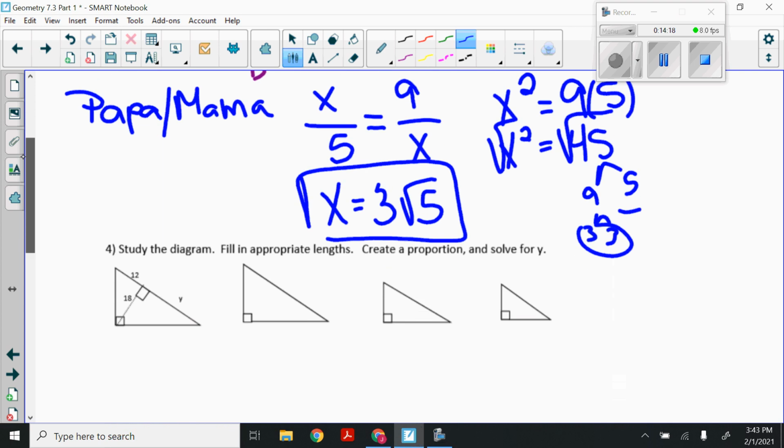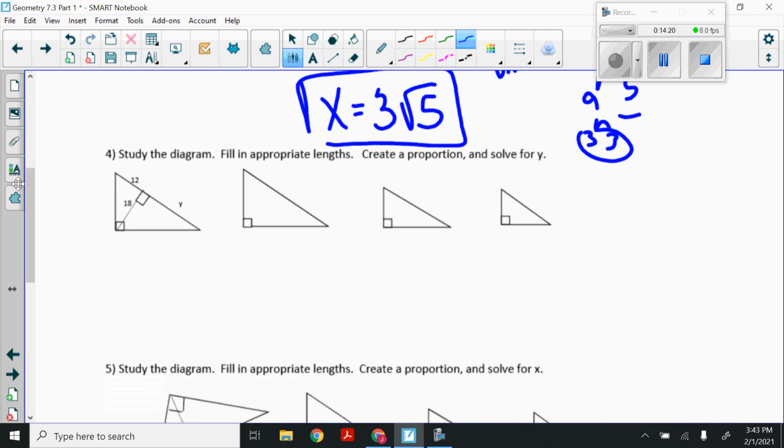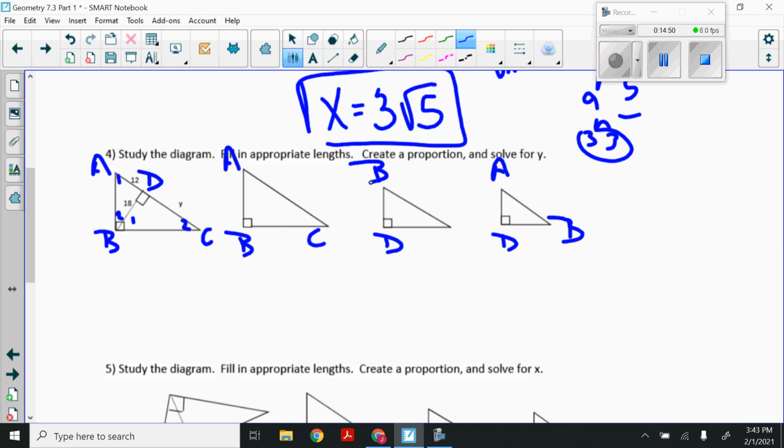Okay. Let's try that again. So study the diagram, fill in the appropriate links, create a proportion, and solve for Y. Again, I can label this A, B, C, and D. So I know this is A, B, and C. I know Mama and Baby's 90s are D. I can label this as angle 1 and 2, so that makes this 2 and 1. I know that Baby's top is the same as Papa's top, so I know I've got A, D, this would be B. So I know the bottom of Baby is the top of Mama, so B, D, and C.